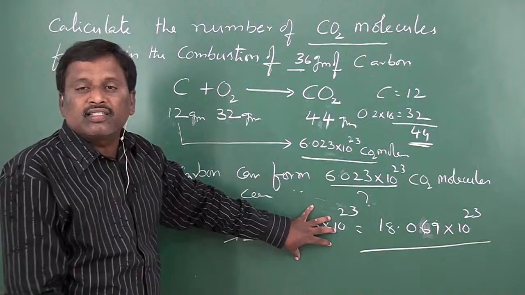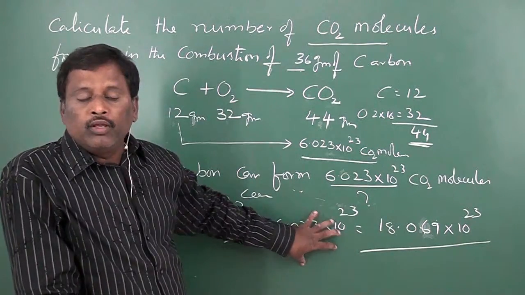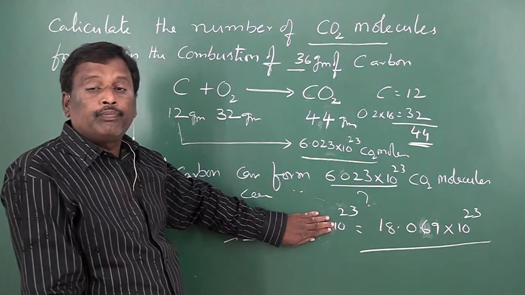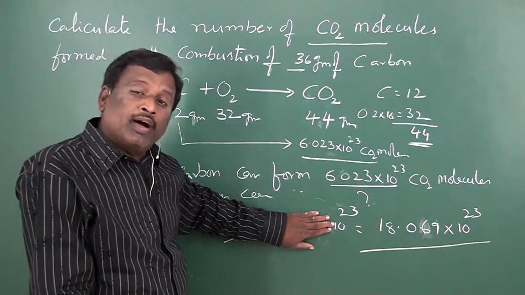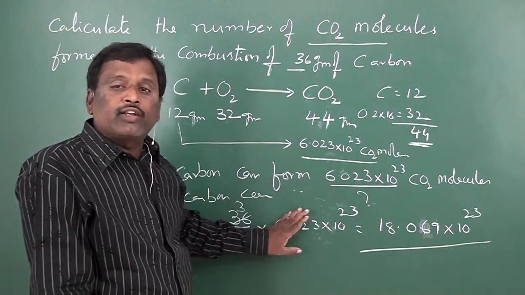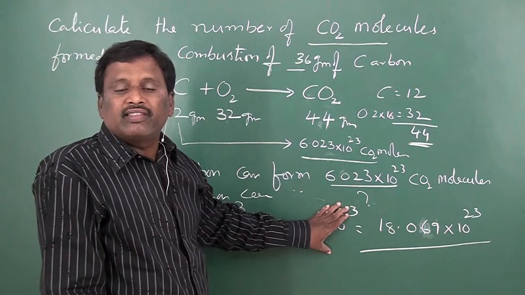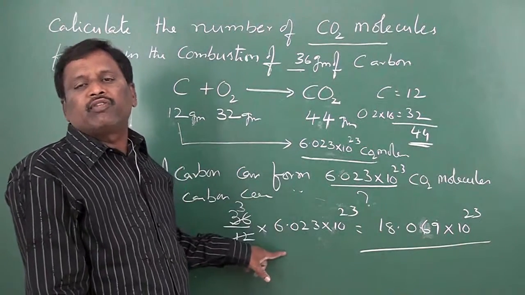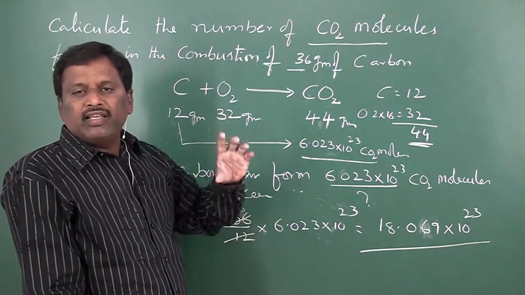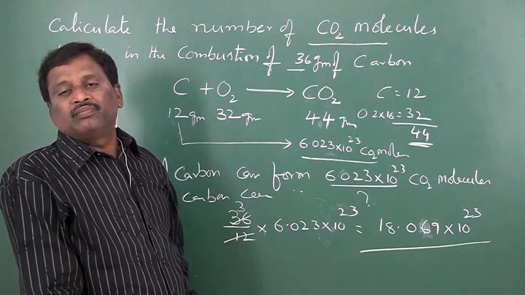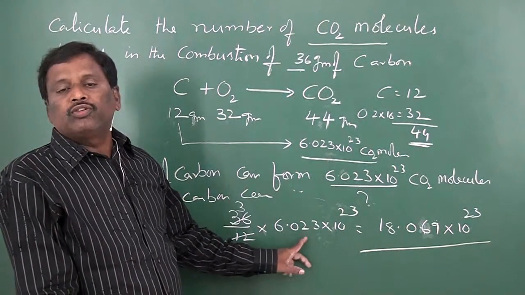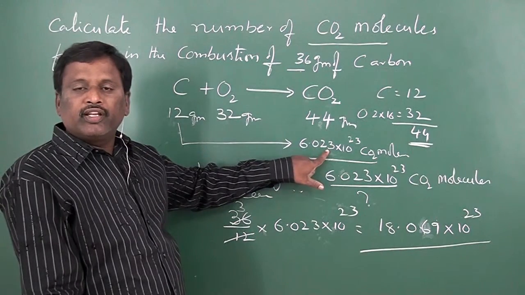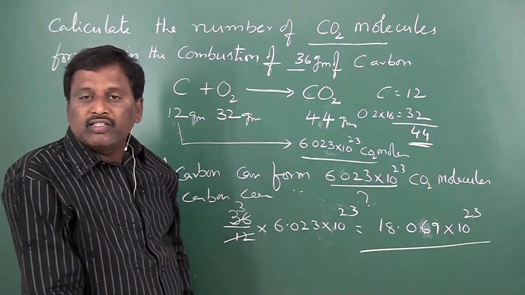So if they ask us the mass of CO2 formed, here in place of this Avogadro number you have to write 44. If they ask you the volume of CO2 at STP, you have to write 22.4 liters in this place. If they ask you the number of molecules, then you have to write this Avogadro number. Based on the problem given to you, you have to use either 44, or 6.023 into 10 to the power 23, or 22.4 liters volume.